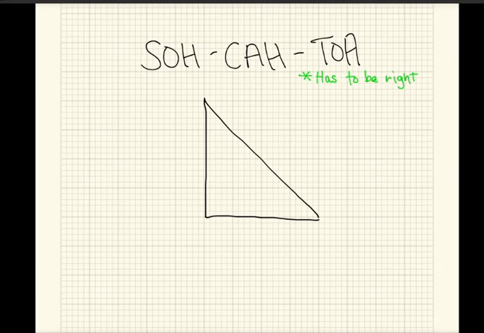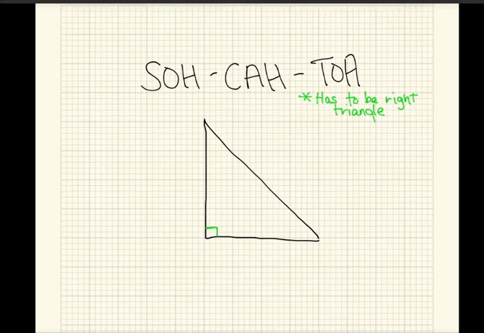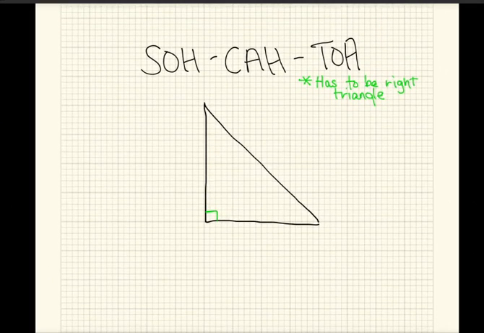And what is a right triangle? A right triangle is a triangle that has a 90-degree angle, right? That is how we know that it is a right triangle. Okay, we're going to move that back down a little bit. All right, so we have our right triangle, SOHCAHTOA.